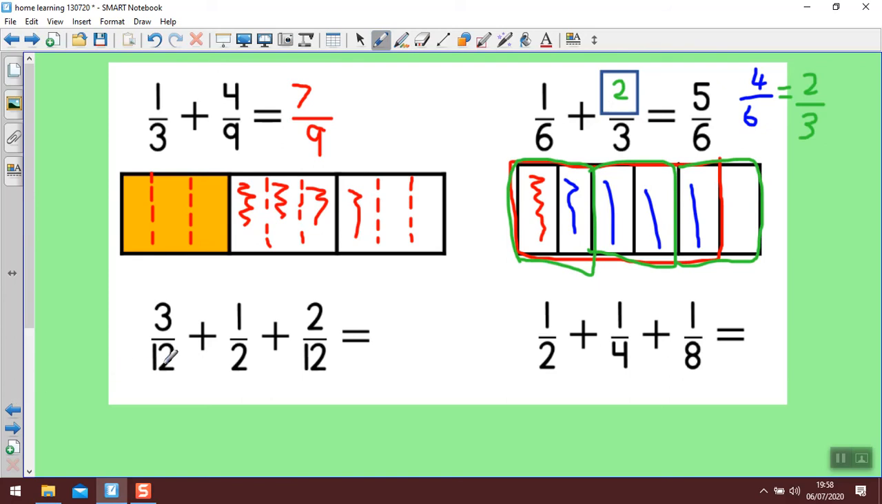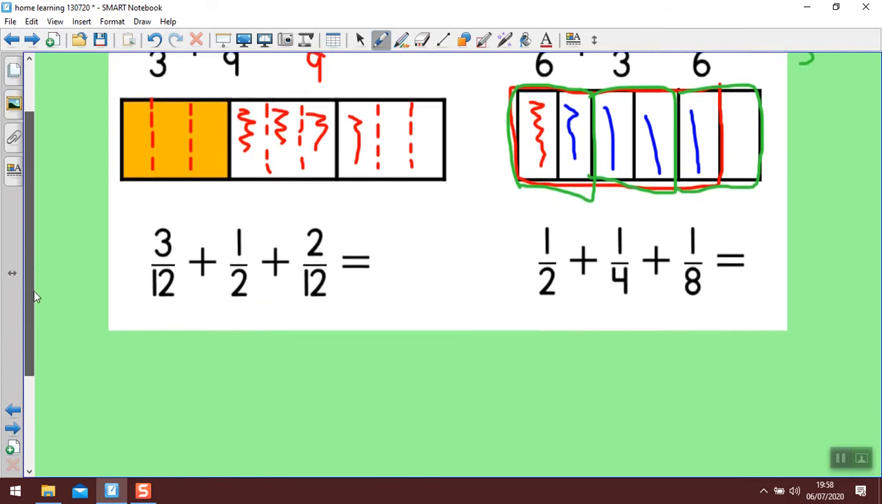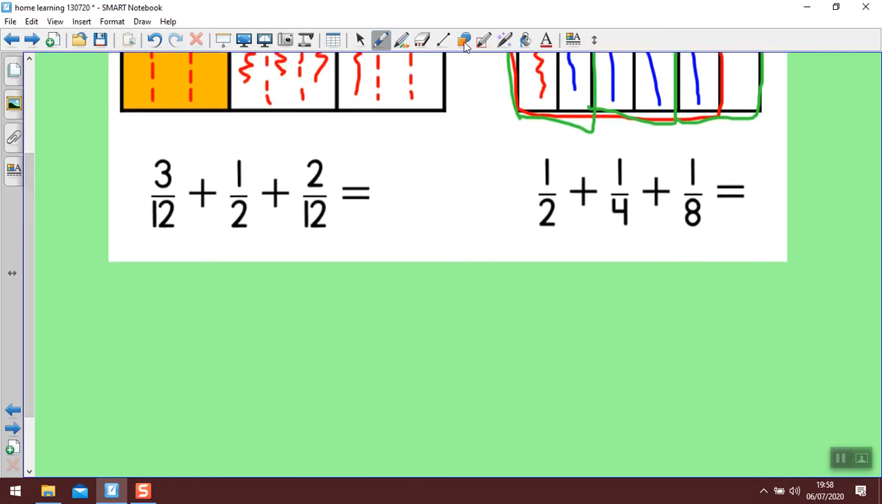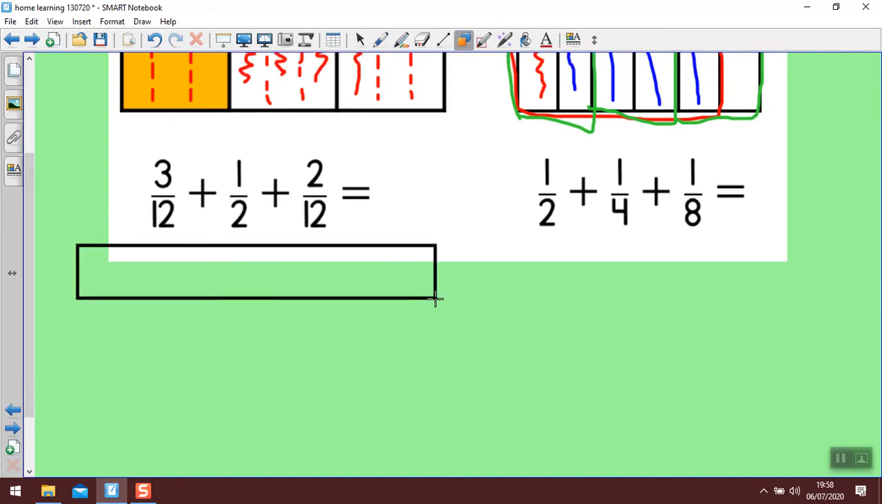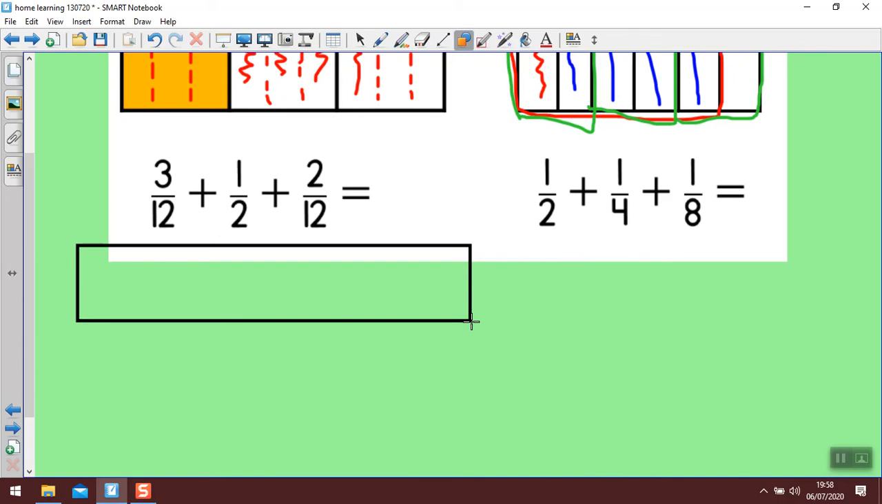Now look at this one. 3/12 add 1/2 add 2/12 equals what? Well, what I could do here is get a bar, and I could split it into half. So that is my half. What's a half the same as in 12ths? Well, if I split this into 12 equal pieces, that's 6 on this side and 6 on this side. So if I split them in half again, that's going to be thirds.